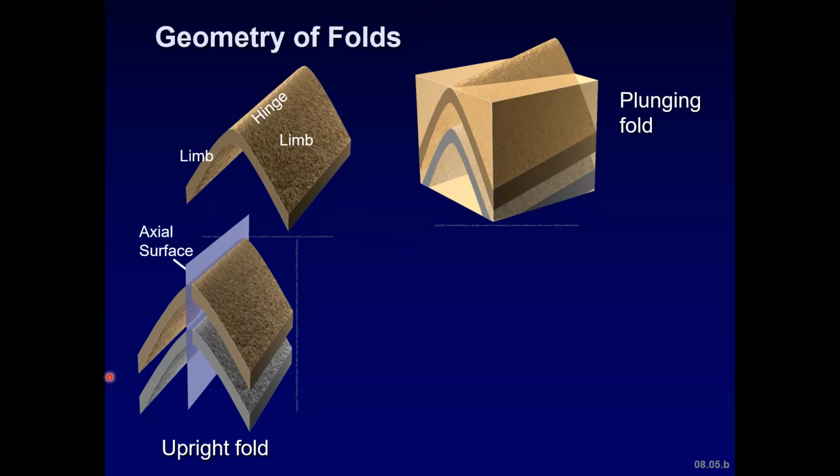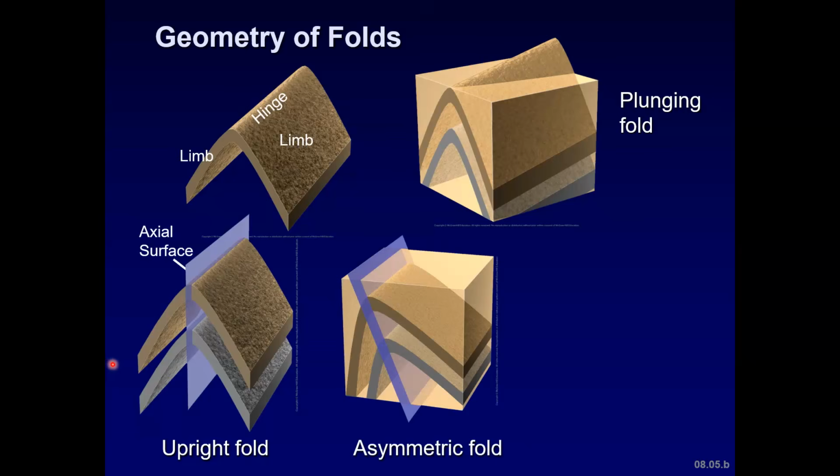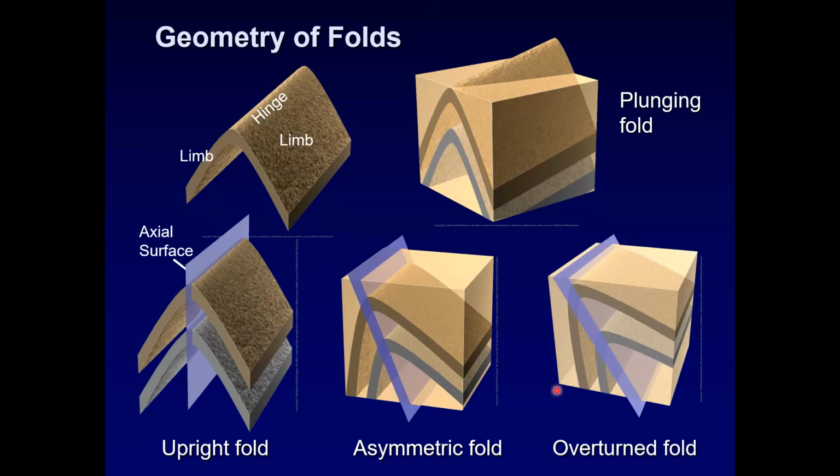The fold is upright if the axial surface is perfectly vertical. We'll say this is an asymmetric fold because the axial surface is inclined. And this is an overturned fold. And we say something is overturned if one of its limbs has been rotated more than 90 degrees.